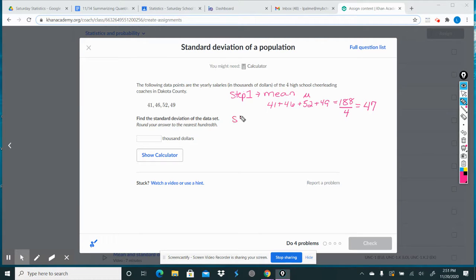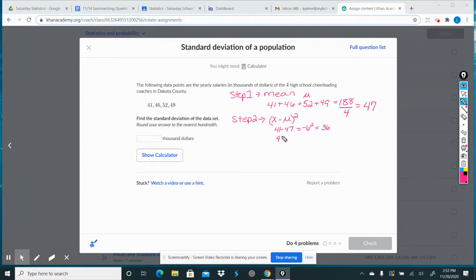Now, step number 2 is we want to take each one of those data values and subtract the mean from each individual data point. We're going to subtract that mean, and then we're going to square that answer. So for 41, we're going to do 41 minus 47. We get -6, and we square that to get 36.